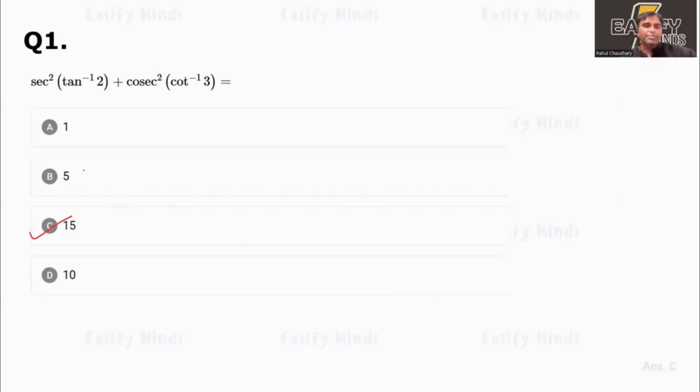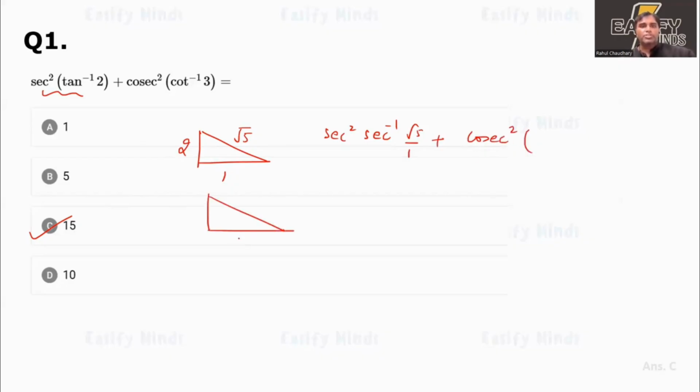Answer is option C. Secant square tan inverse 2, so we'll convert this into secant. Tan inverse 2 means tan theta is perpendicular upon base, so this is 2 and this is root 5. So secant of tan inverse 2 is hypotenuse upon base, so root 5 by 1, plus cosec square cot inverse 3. Cot inverse means base upon perpendicular, so this is root 10.